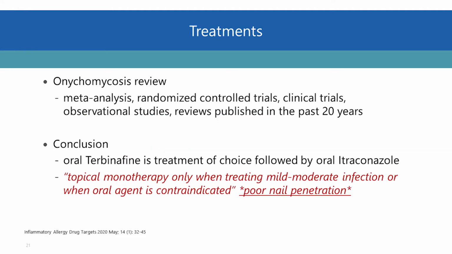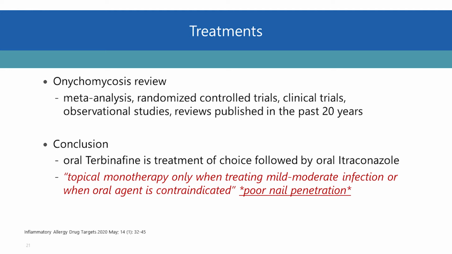Now, this was a 20-year review, a 20-year meta-analysis. The conclusion of this analysis was that oral terbinafine is the treatment of choice, followed by oral itraconazole. As pertaining to topical therapy, topical monotherapy was only indicated when treating a mild to moderate infection or when an oral agent is contraindicated. Why is this the case? Due to poor nail penetration of many of our topical antifungals. Now, these are recommendations following proper testing and proper diagnosis and definitive diagnosis.